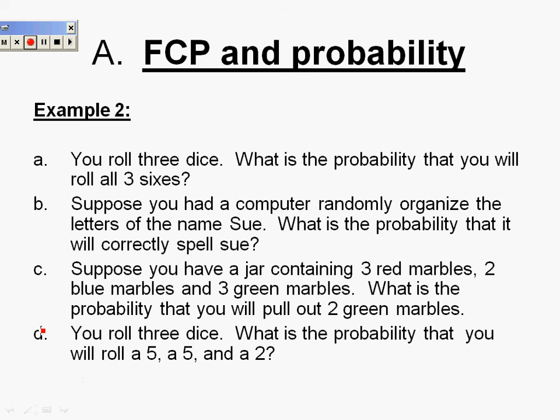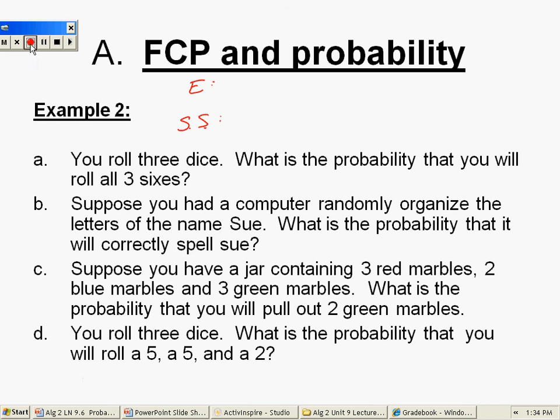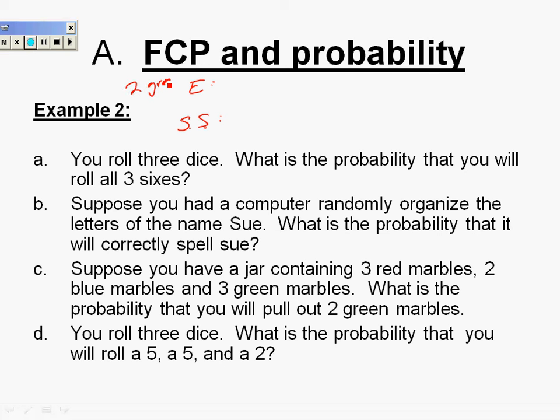Alright, well, let's do our event and sample space. First of all, what's the event I'm looking at? Pulling out 2 greens, right? So the event that we're looking for is the event that you're pulling out 2 greens. Now, what's the sample space?